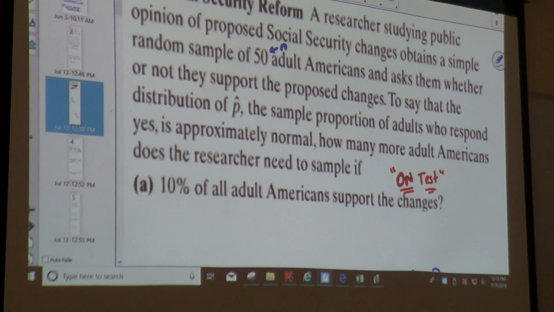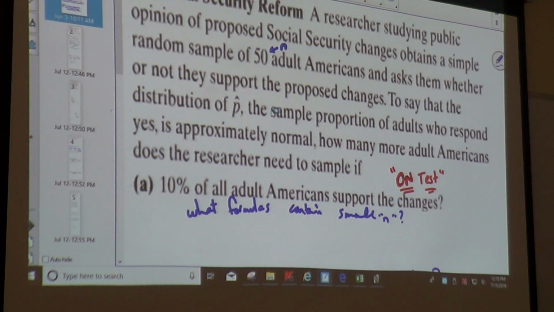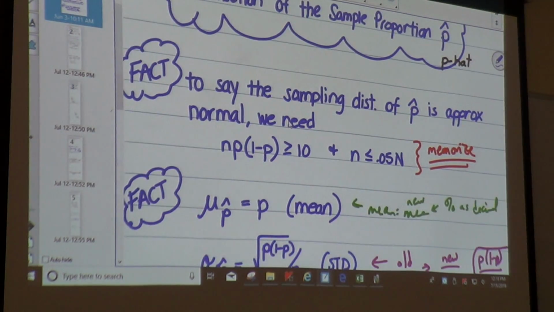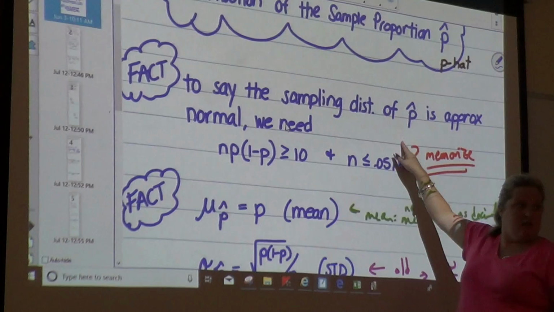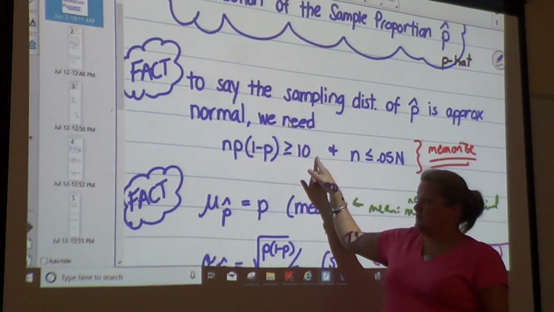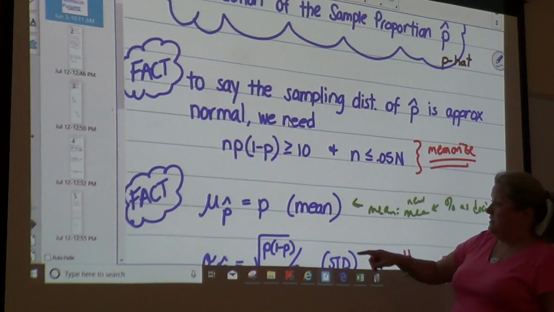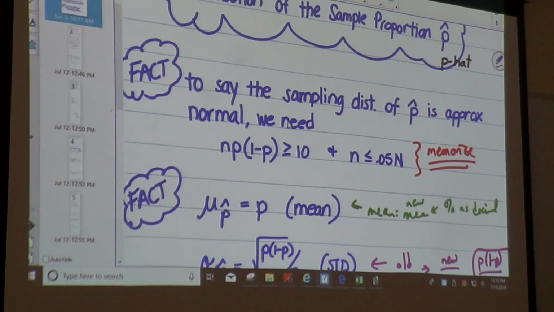So we need to ask ourselves, what formulas contain small n? What formulas do we have that contain a small n? So if I come back over here, we can't do this one because we don't know big N. We can do this one, which has a small n in it. That one has a p in it. That one has a p in it.